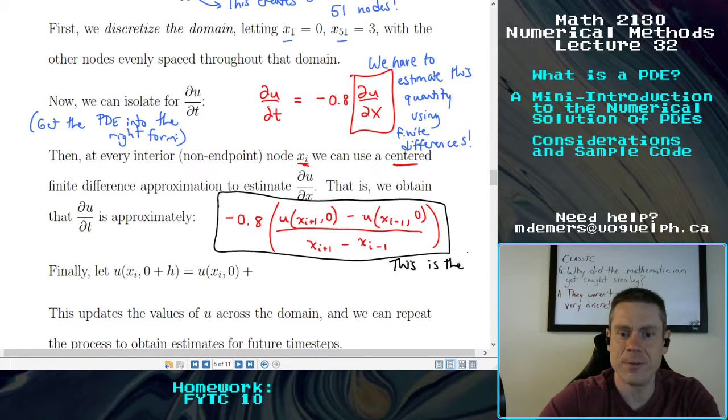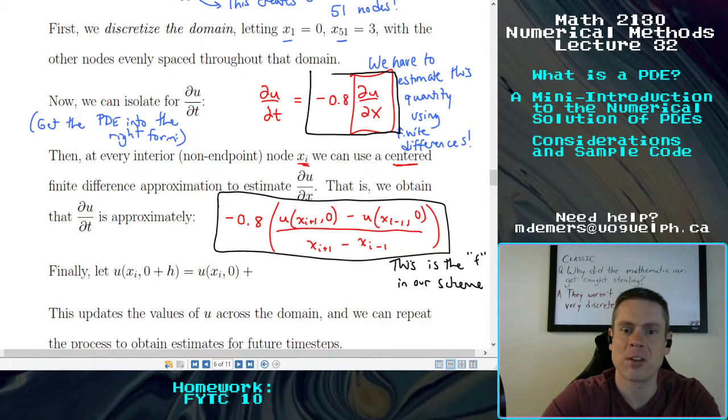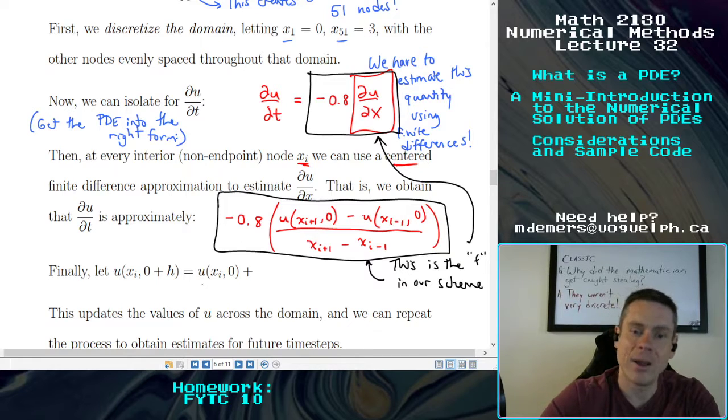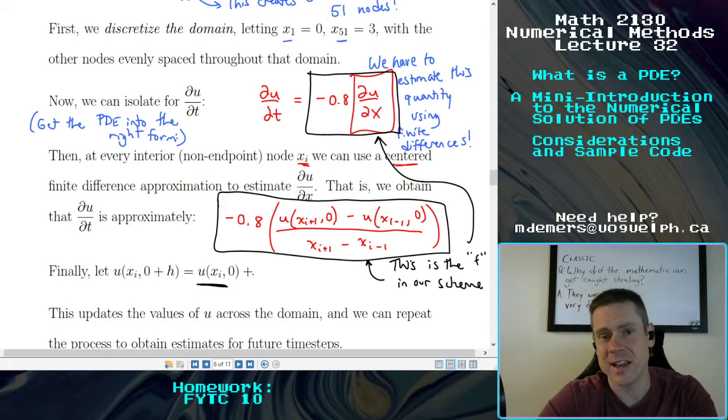This is the f in our scheme. And really it's this here. So this is just an approximation of the f. And this is approximating that derivative in this sort of way. And I can evolve forward in time by taking my old u and adding some sort of step size in time, h, times that quantity that we just identified. So u of xi and 0 plus h times that quantity, minus 0.8, and then, let's do it.